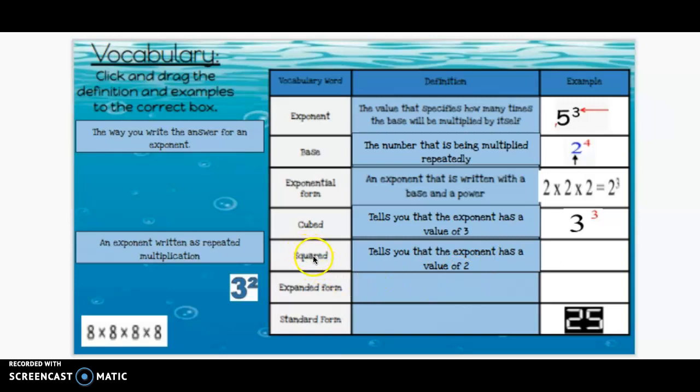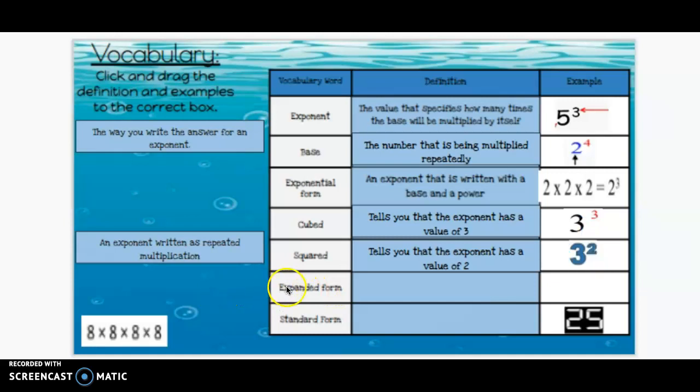You also have the word squared. That's the same thing as cubed, but a square is a two-dimensional shape. So that tells you that your exponent is a 2, and it tells you that you're going to use your base being multiplied by itself 2 times. So you would do 3 times 3.